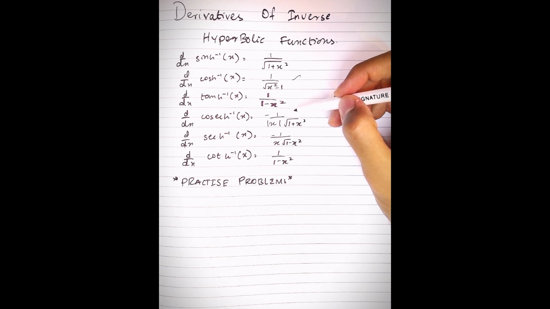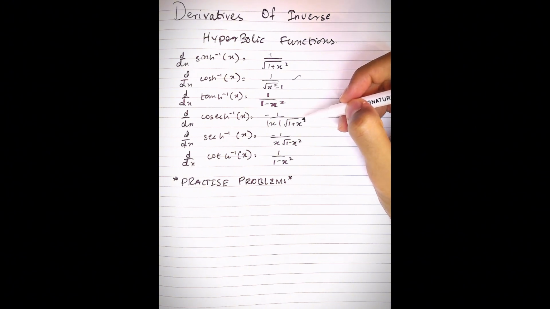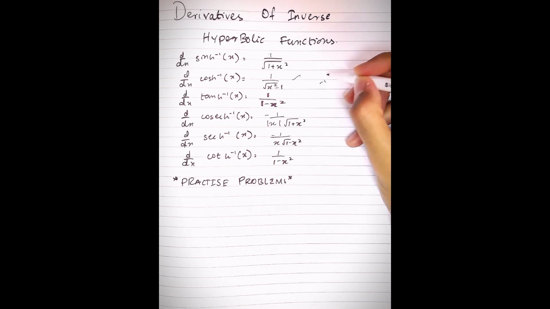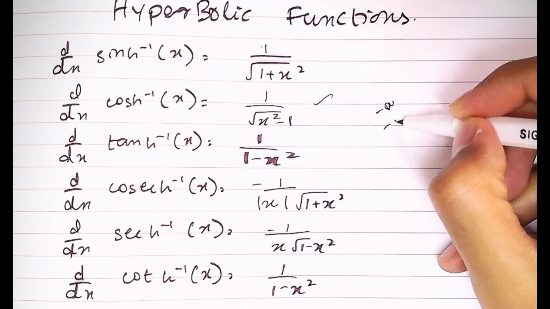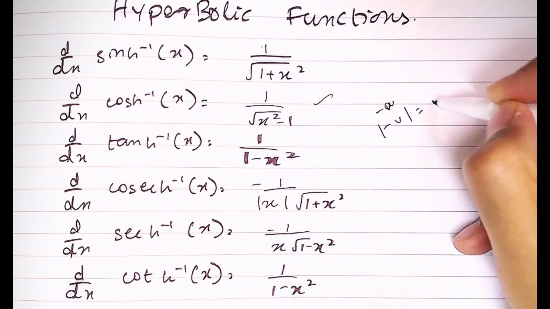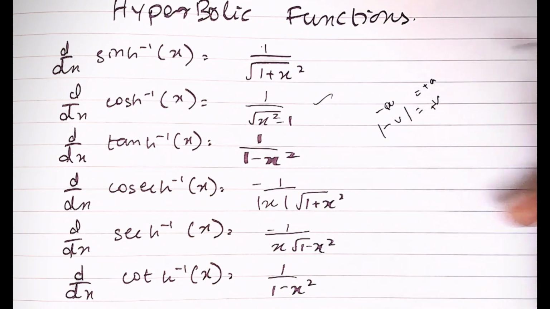The derivative of cosech inverse x is negative 1 divided by mod x times the square root of 1 plus x squared. So what is the purpose of mod? It actually converts a negative number into a positive number, and it leaves the positive number as it is. So when you have a negative number, variable, whatever, if you add a mod to it, it will become positive. So that's the purpose of mod.